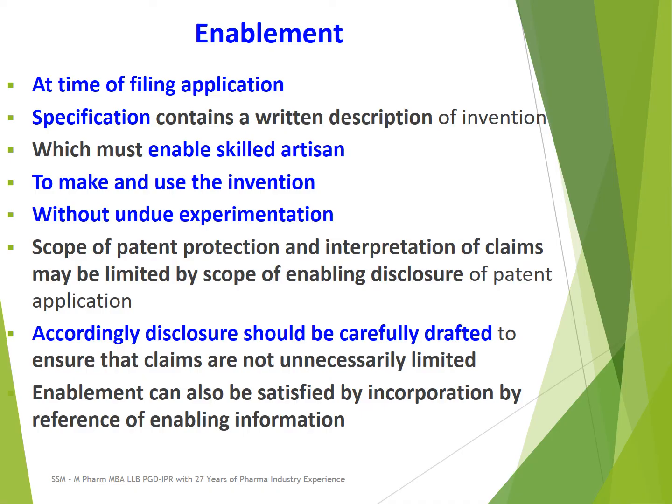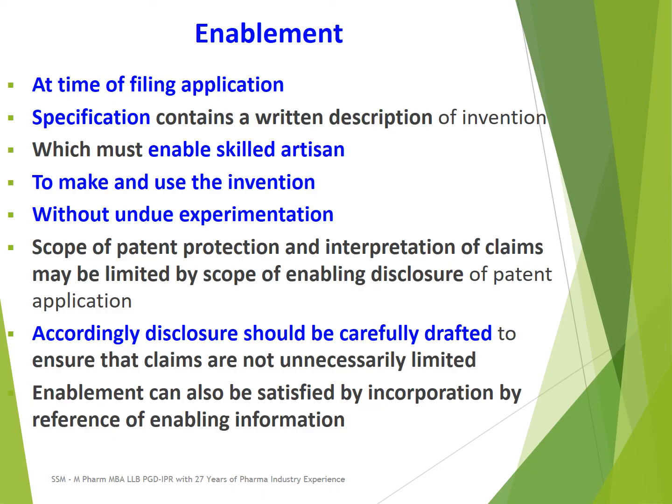Now the next requirement is the enablement requirement. At the time of filing the application, the specification should contain a written description of the invention which must enable a skilled artisan or skilled person in the field to make and use the invention without undue experimentation. Your specification should be well explained in order to enable a person skilled in the art to make and use the invention without undue experimentation.